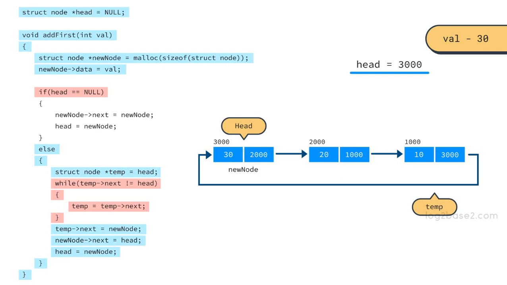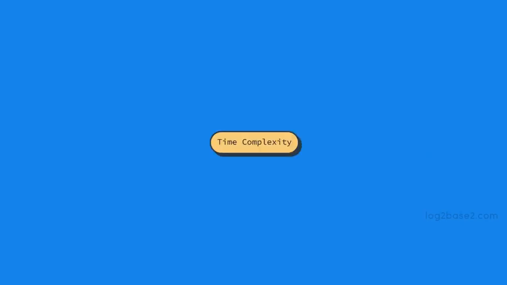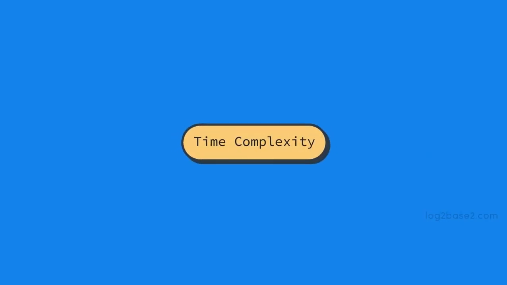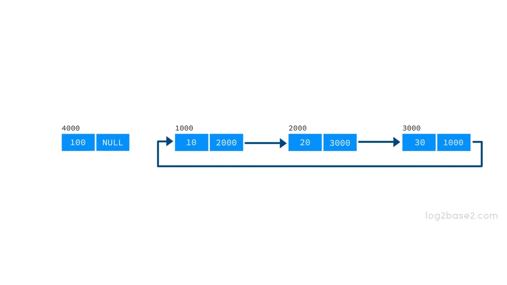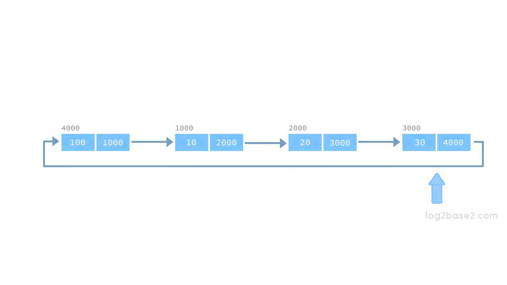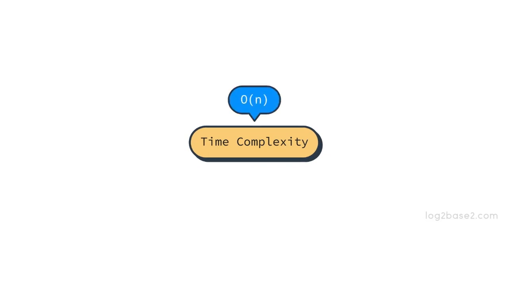So that is how we can insert nodes at the beginning of a circular linked list. Now let us discuss the time complexity. Though we are inserting the node at the beginning, and we know the position, still we have to traverse the whole list to find the last node and connect it to the new head. So the time complexity of the whole operation is order of n.